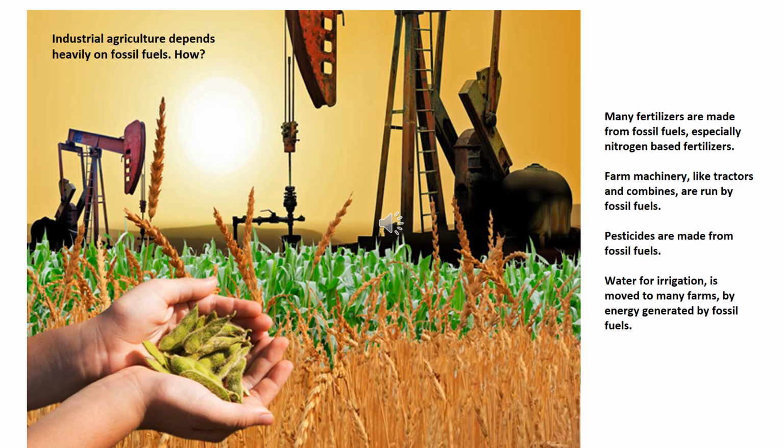So what are 4 ways that industrial agriculture depends on oil? Well, one of them is all the machinery is fueled by fossil fuels, which comes from oil. 2, the fertilizers are often made from fossil fuels. 3, pesticides are made from fossil fuels. And 4, irrigation has to be moved from one place to another through irrigation canals, pumps, etc. Energy has to be used to move water around, and that energy is often from fossil fuels as well. So it's a fossil fuel intensive way to produce food.